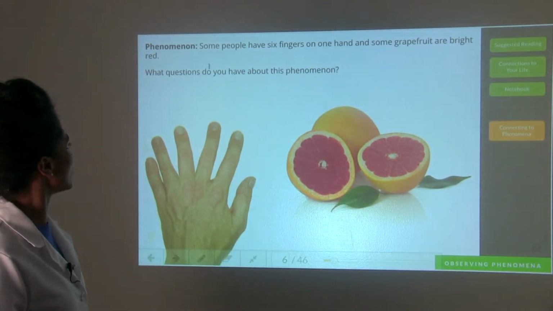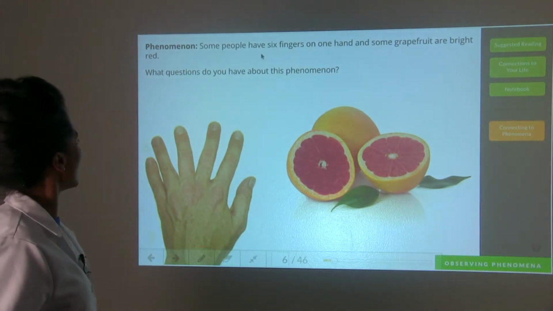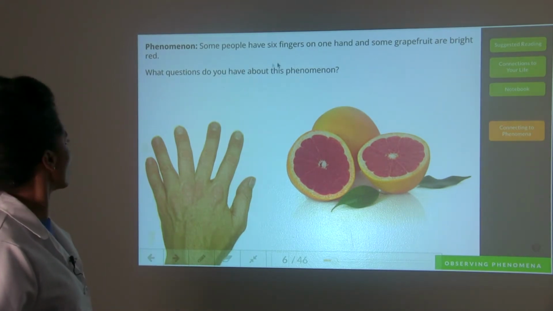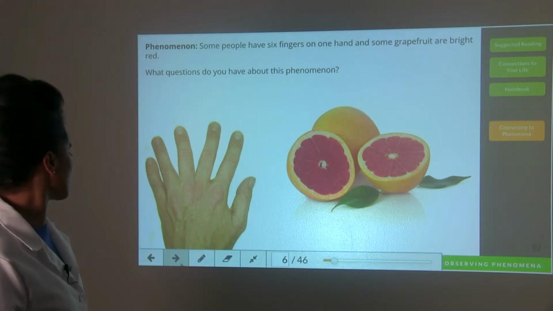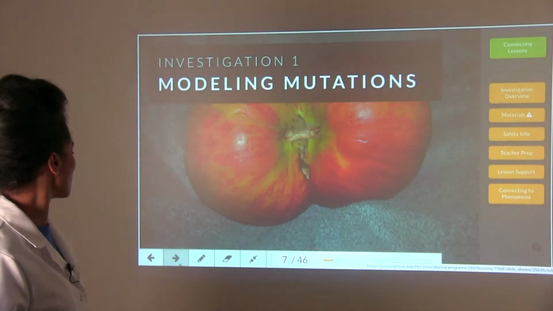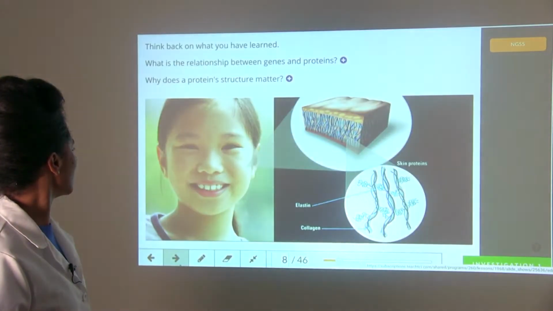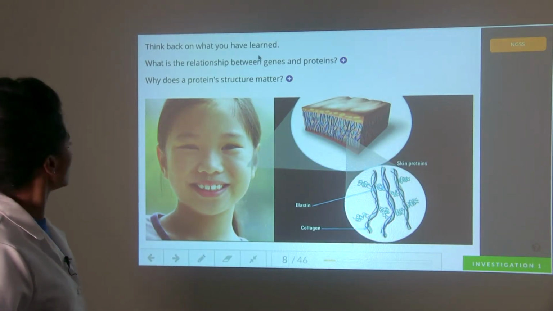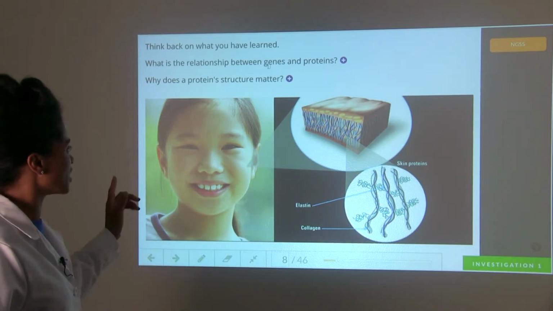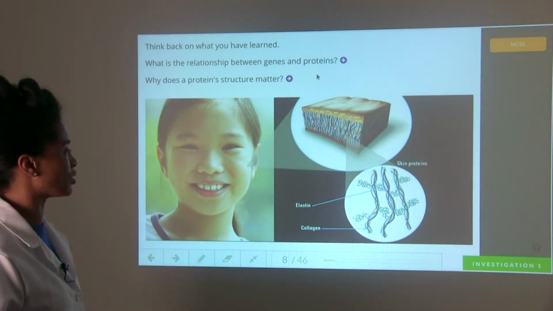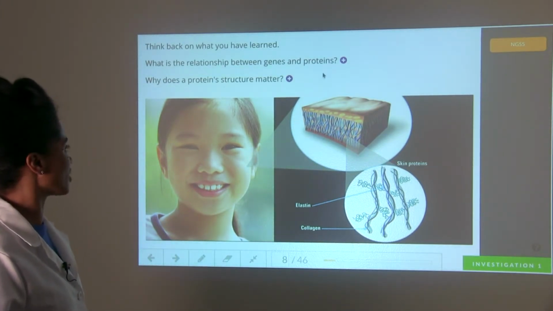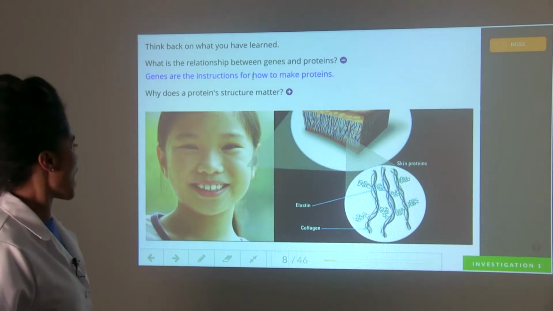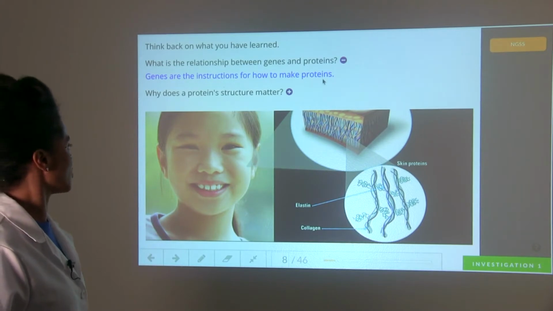So the phenomena we want to look at for lesson 11: some people have six fingers on one hand and some grapefruit are bright red. We want to think about that as we work through this particular lesson. Think back on what you have learned. What is the relationship between genes and proteins? Genes are the instructions for how to make proteins.